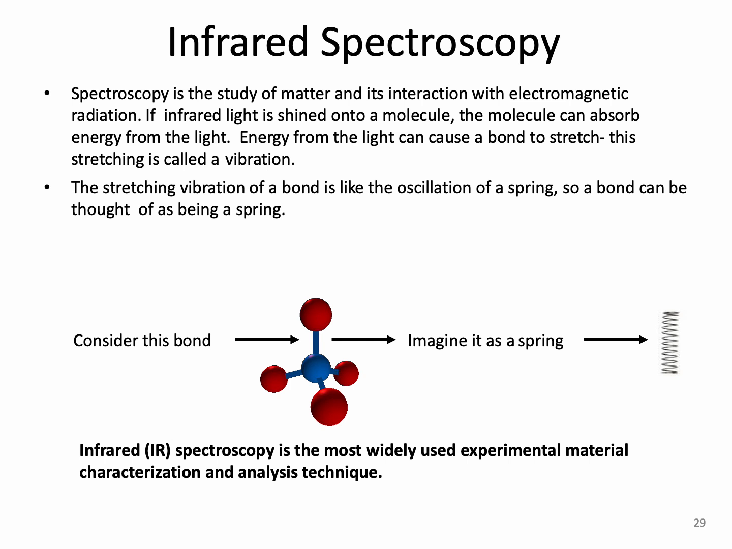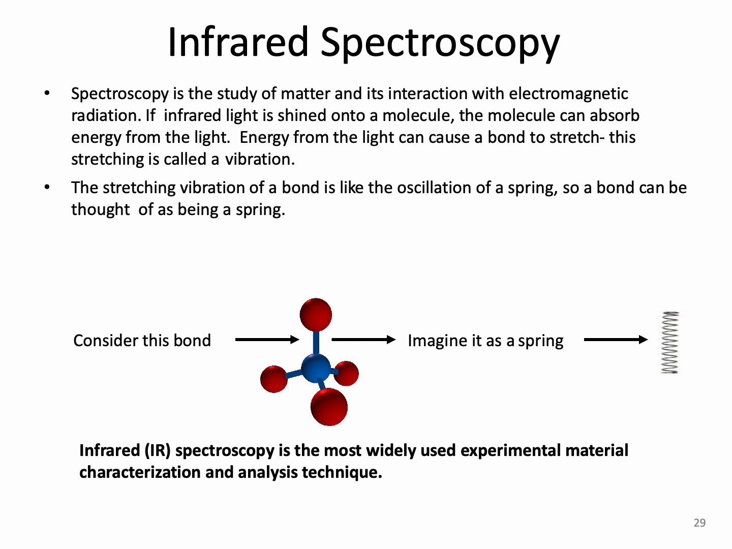Now, the stretching vibration of a bond is like the oscillation of a spring, so a bond can be thought of as being a spring. So consider this bond, as you can see, and then imagine this bond in between those two atoms as a spring.